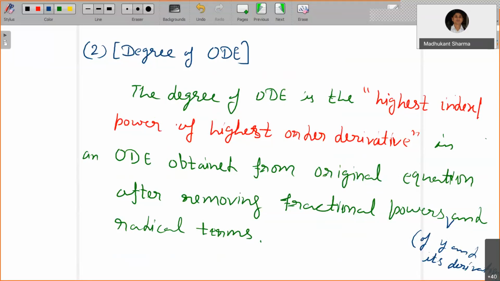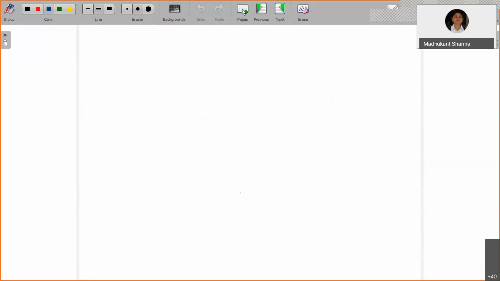Okay, right. Now the third concern is when you will say a given ODE is linear or non-linear.